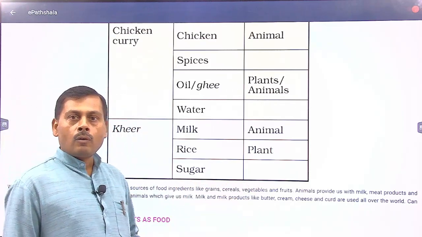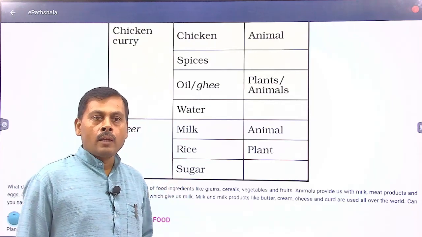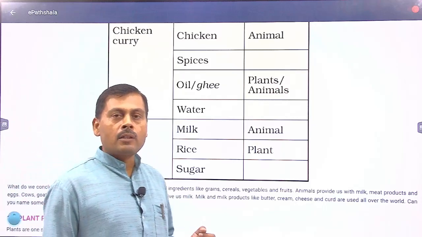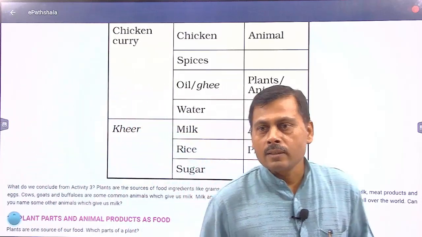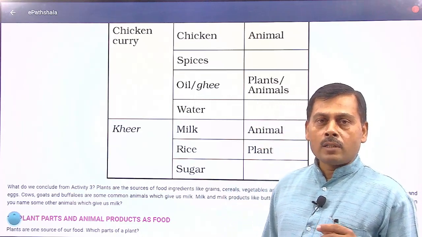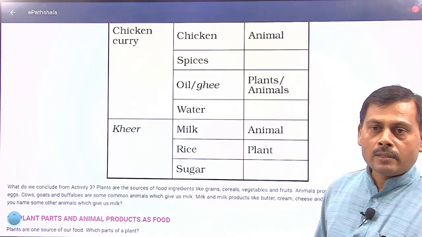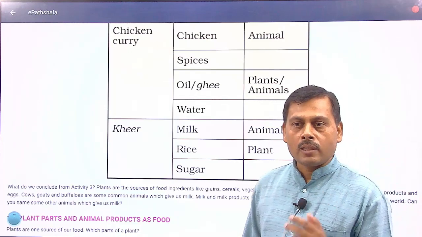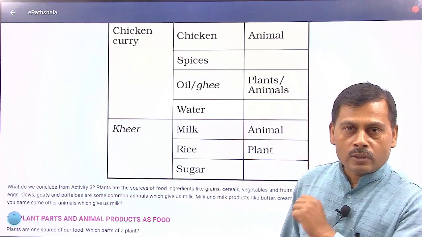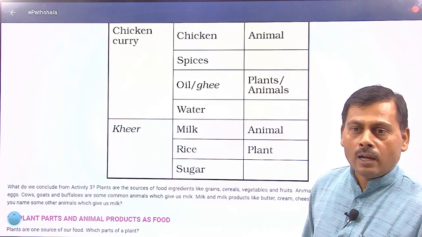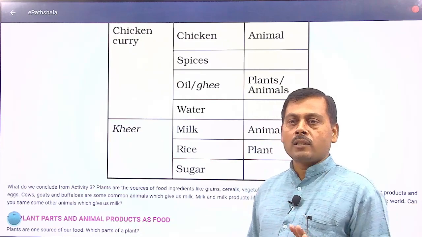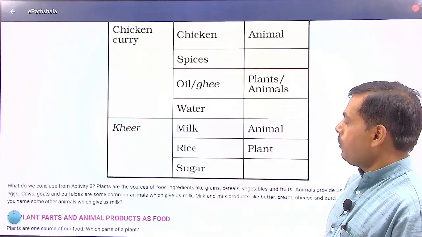Hence, we reach a conclusion. The sources of food materials are of two types: animal sources and plant sources. There are two sources of food materials. The first one is plant sources and the second one is animal sources. There are two sources from which we get food materials.